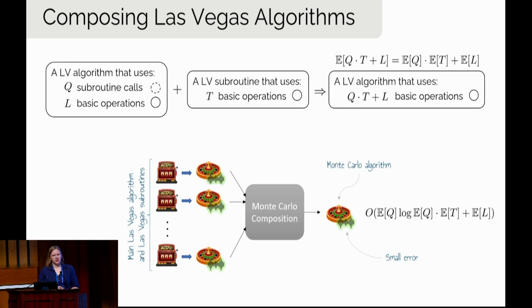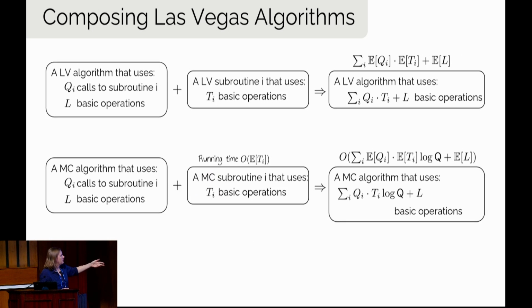So even if Las Vegas algorithms are not really real algorithms, they are definitely a useful model for composition. Okay, I'm already sort of allowing you here in pictures to use multiple subroutines, and the results that I just stated generalize to the case of multiple subroutines.